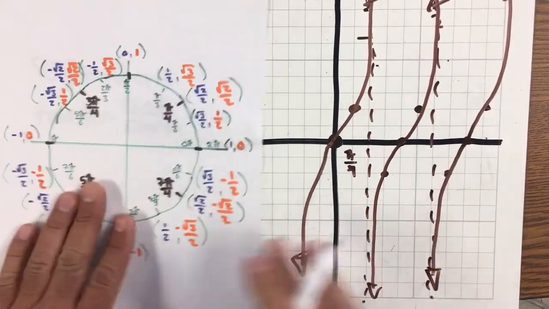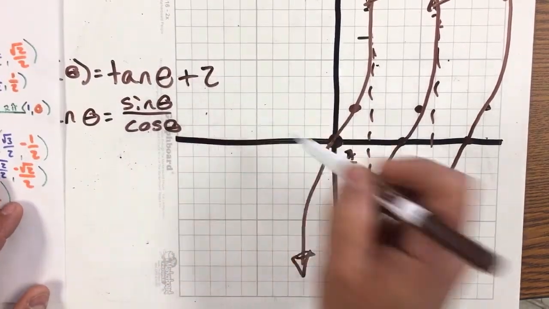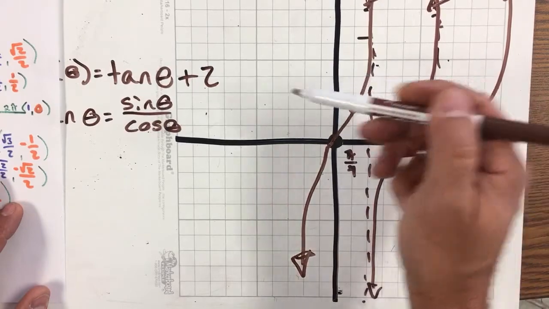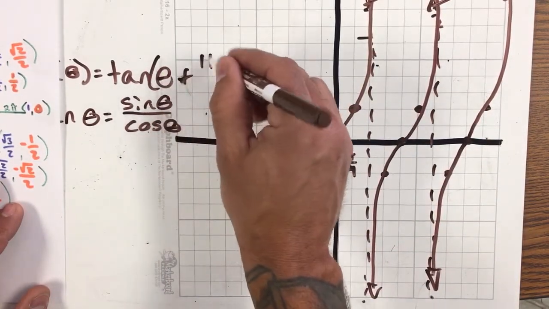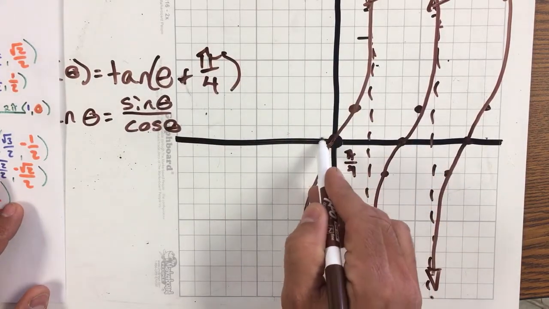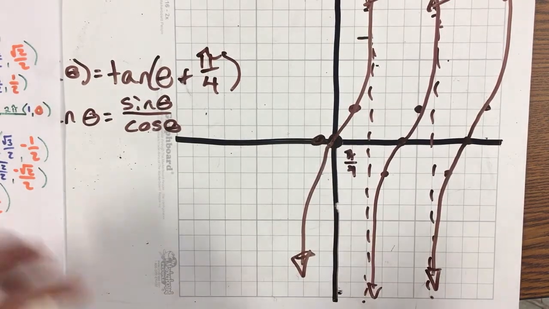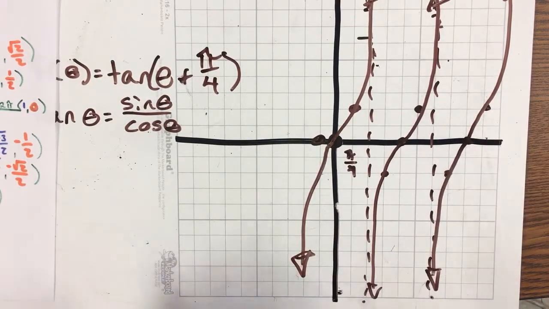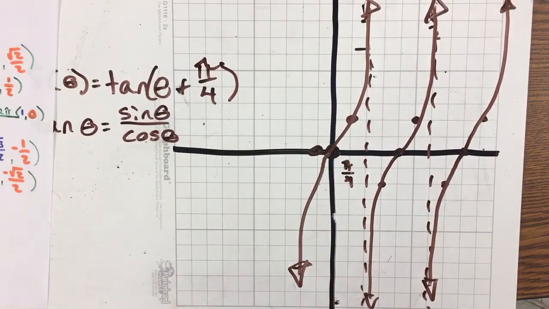Now what we would change on here, of course, is if I add 2, that's moving all of my points up 2. If I add a pi over 4, that's moving all of my points to the left by pi over 4, and stuff like that. So that's kind of what we're doing. Very similar to the other ones, only this graph looks a lot different. And that's it.